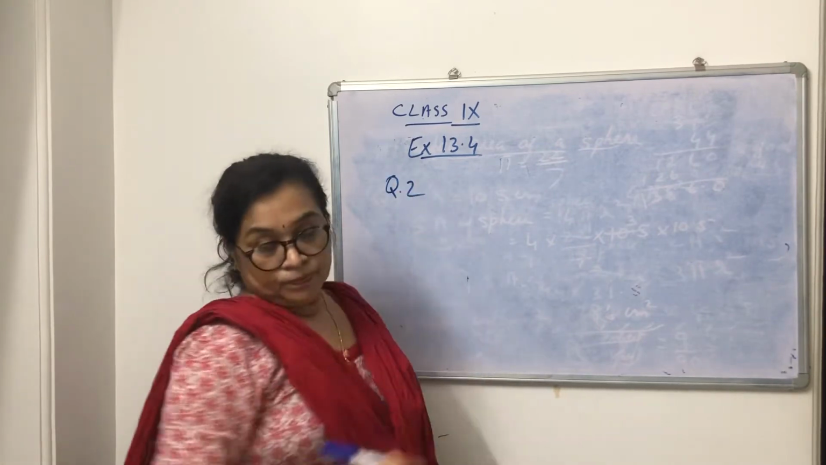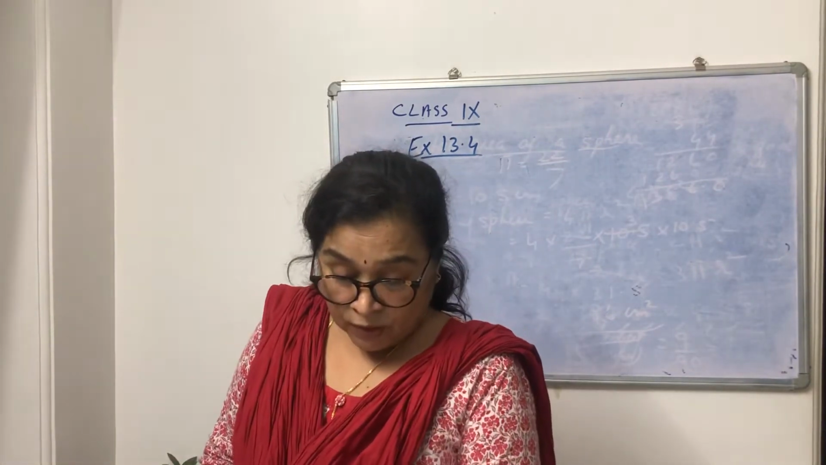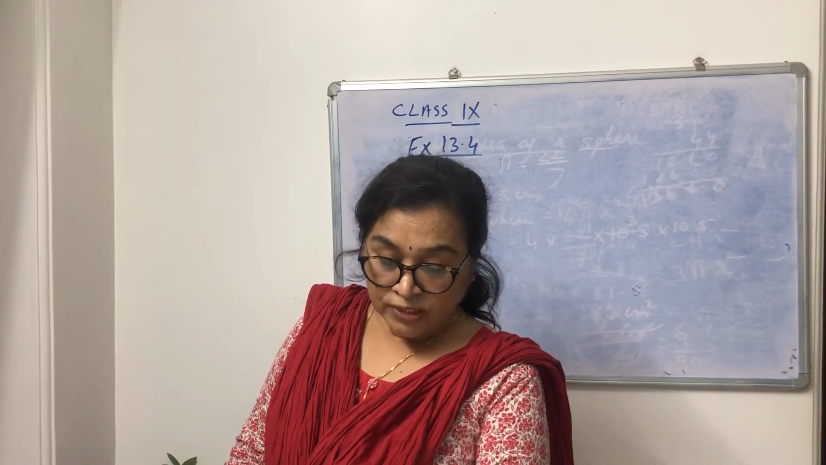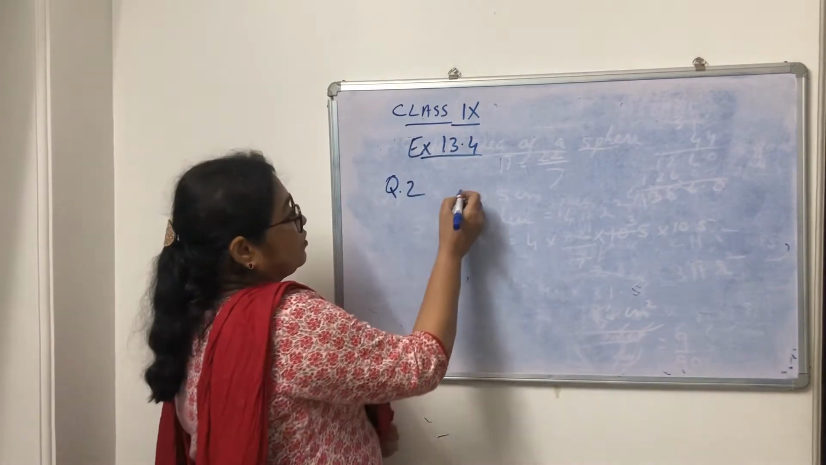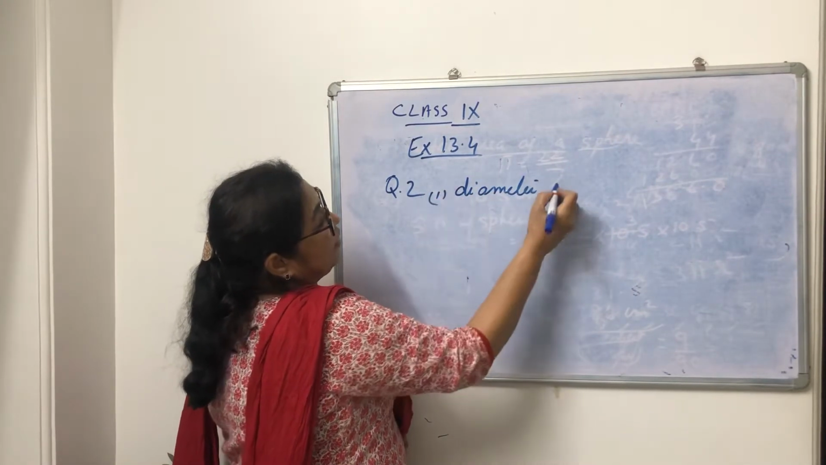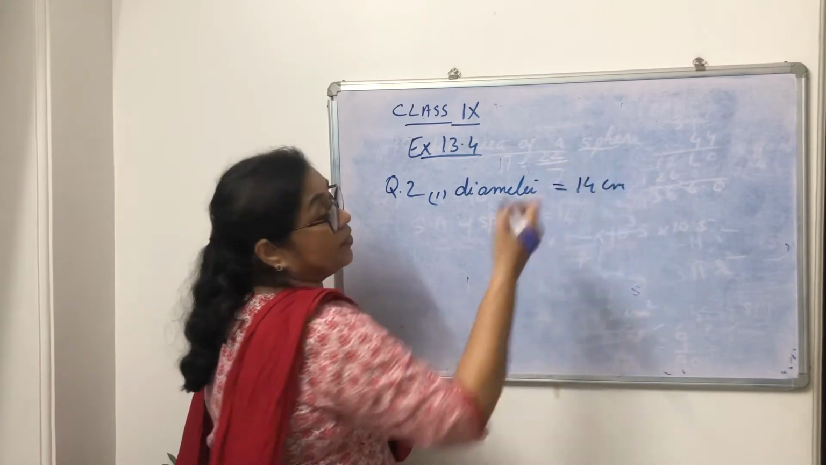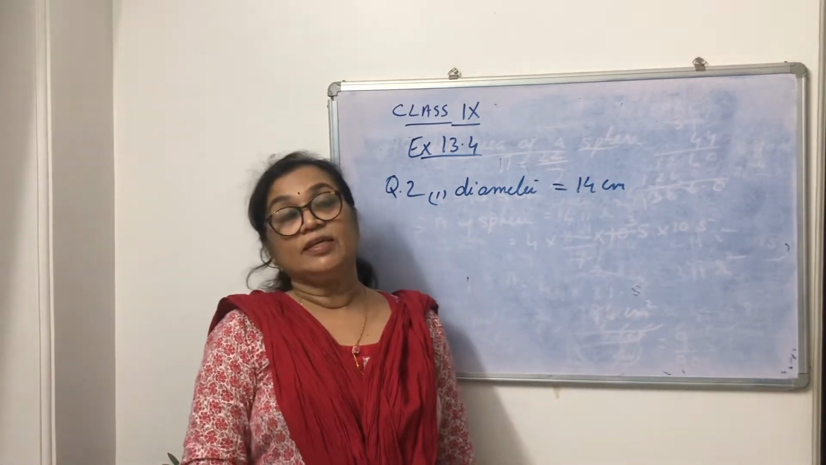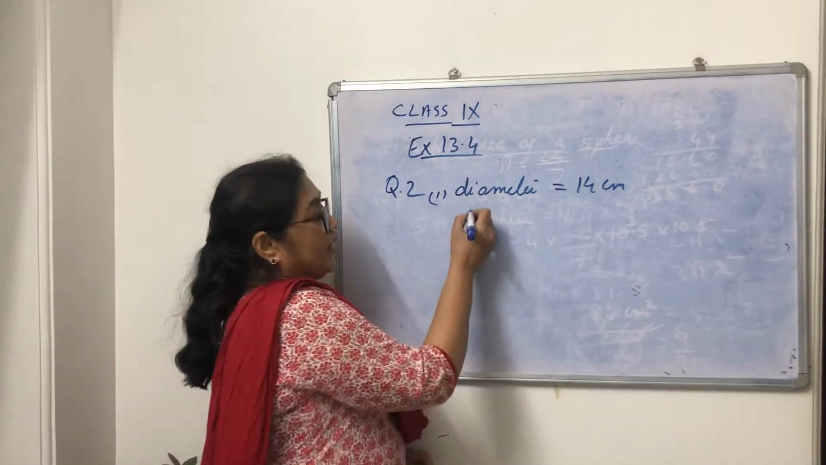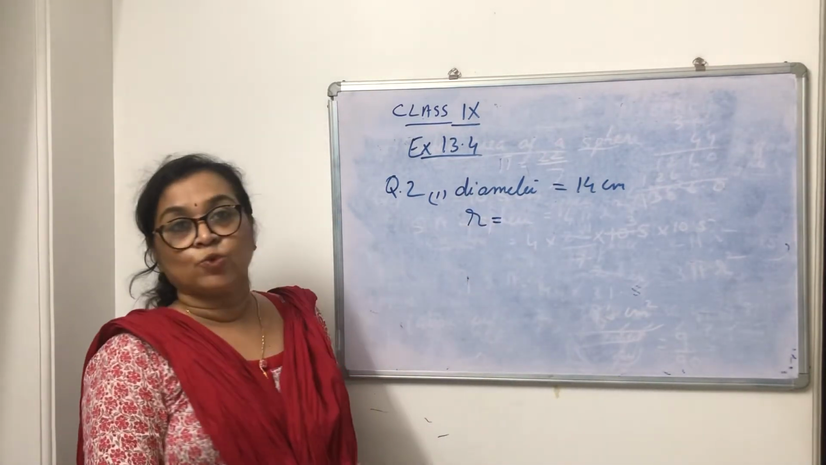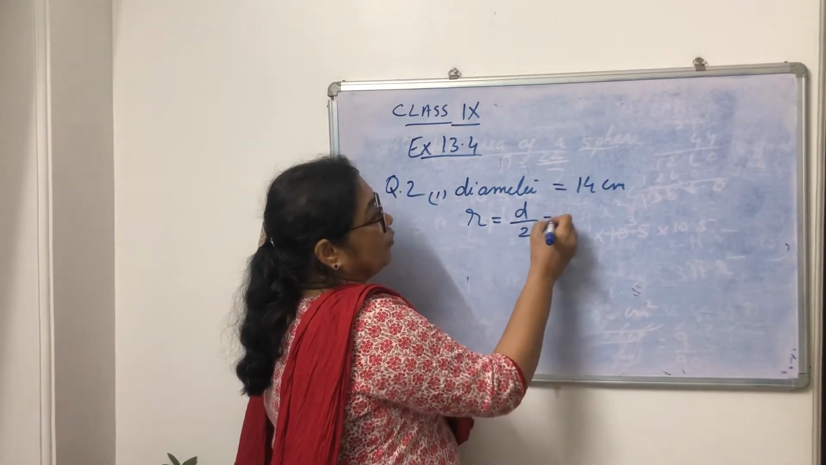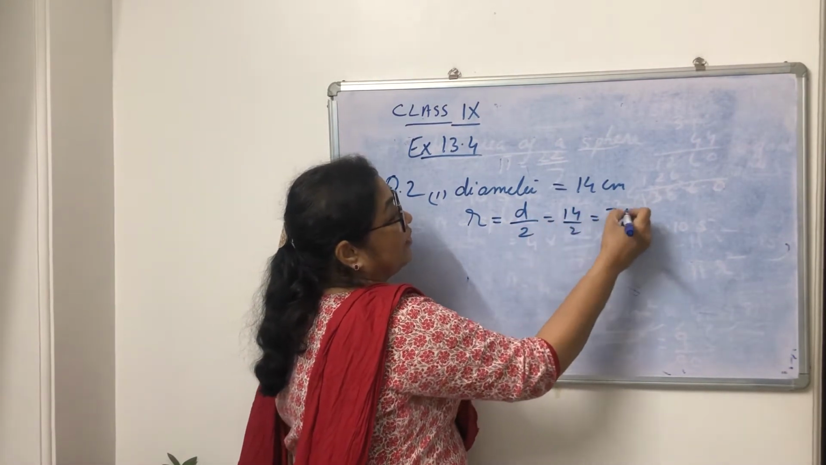Question 2. Find the surface area of a sphere whose diameter is given. First one, the diameter is given as 14 centimeter. You have to find out the surface area of the sphere. You know that diameter is 2 times the radius. Radius is diameter by 2, so 14 by 2 is 7.